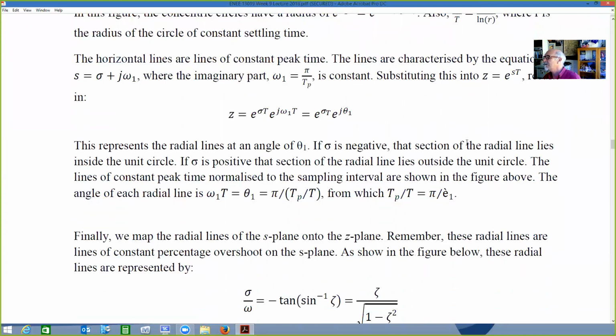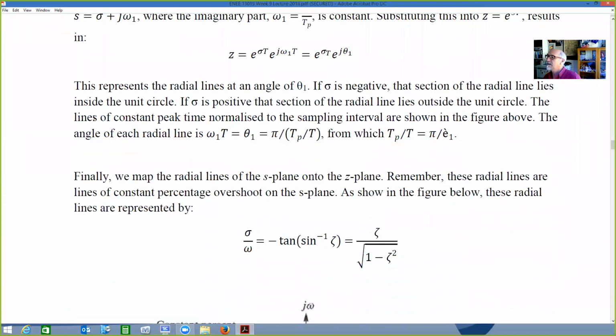If sigma is negative, that section of the radial line lies inside the inner circle. If sigma is positive, that section of the radial line lies outside the inner circle. The lines of constant peak time normalized to the sampling interval are shown in the figure below, and the angle of each radial line is omega 1 T, which equals theta 1, which equals pi divided by Tp over T, from which T divided by Tp equals pi divided by theta 1.